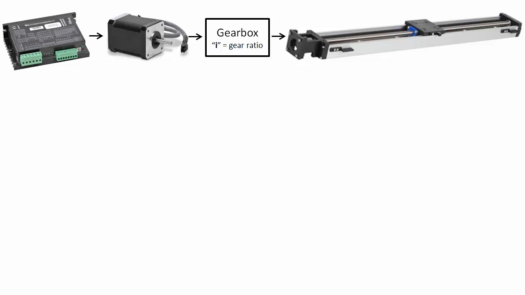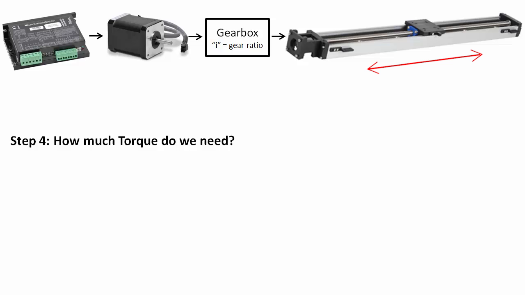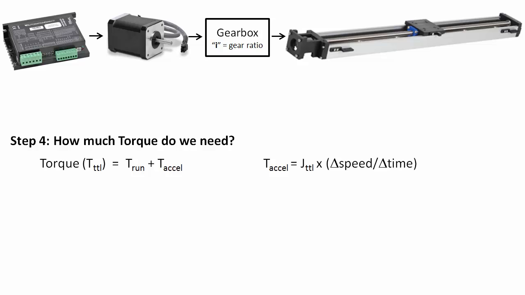Here we go. Step 4. How much torque do we need to move a carriage on a linear slide? The total torque we need to worry about is how much torque it takes to keep things moving and how much torque it takes to accelerate the load. And acceleration torque is just the inertia times the change in speed over the change in time.